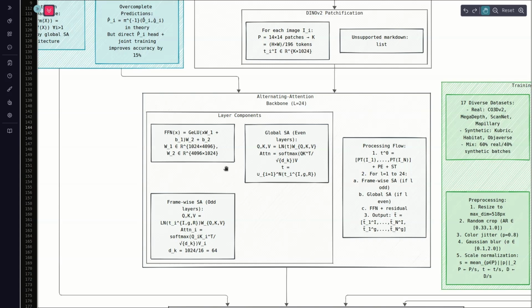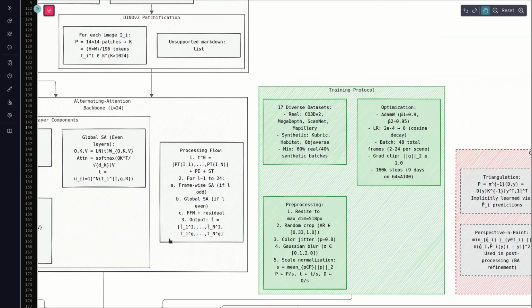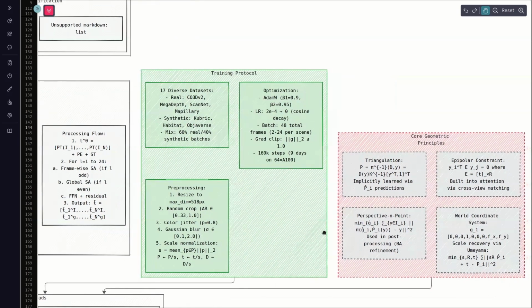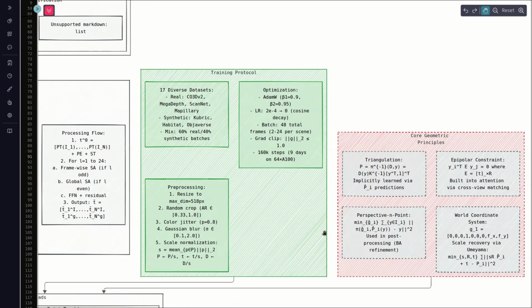VGGT's power comes from its training, where it has 1.2 billion parameters and was trained on 64 NVIDIA A100 GPUs for 9 days. It uses BFloat16 precision and gradient checkpointing to manage memory. The data was a massive and diverse mix of real datasets and synthetic ones, with millions of images annotated with depth, poses, and tracks. Augmentation was also done, with random color jitter, Gaussian blur, and grayscale conversion, to make it robust to real-world imperfections. A multitask loss optimizes all outputs (poses, depths, points, and tracks) simultaneously. This diversity and scale allows VGGT to generalize to new scenarios, not just memorize its training data.